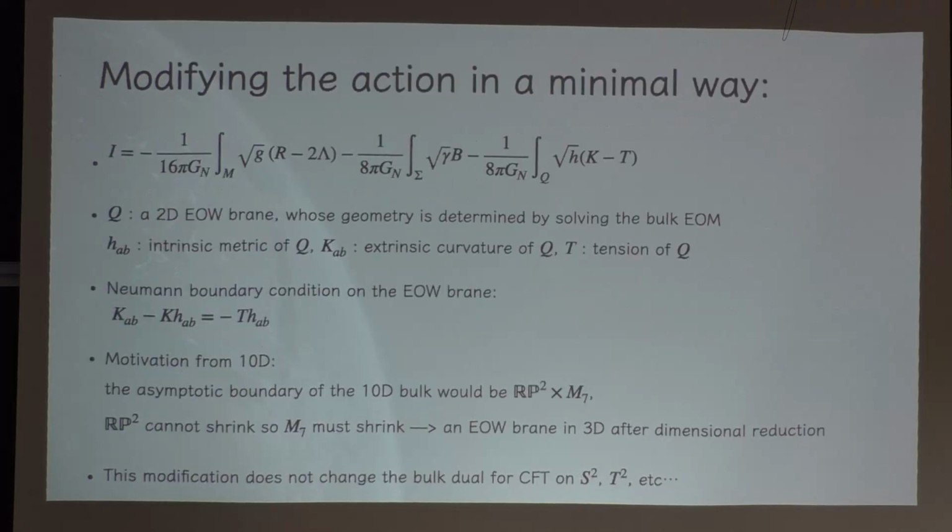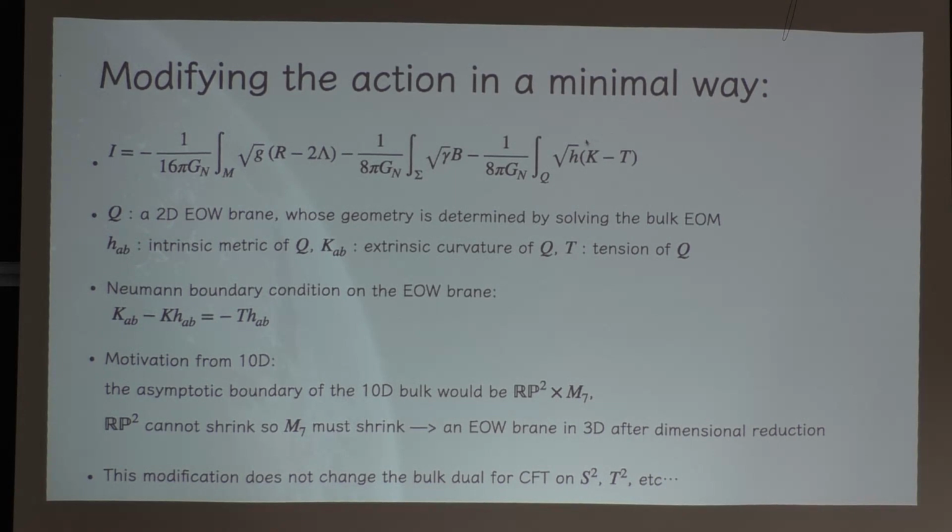Okay, so what we would like to do is very simple. We would like to just add an additional term to the Einstein-Hilbert action. Here, this term is something we call an end-of-the-world brane, where we put some tension on it, and we impose the Neumann boundary condition on this new section of the spacetime.